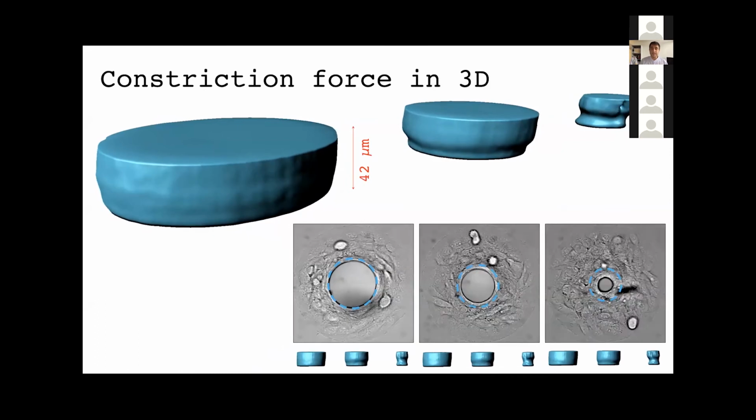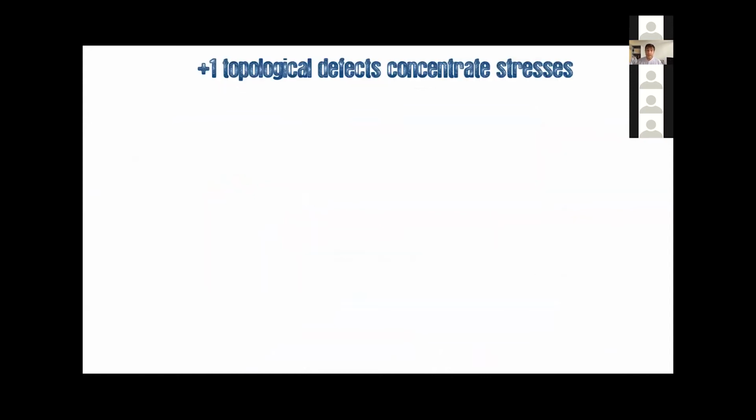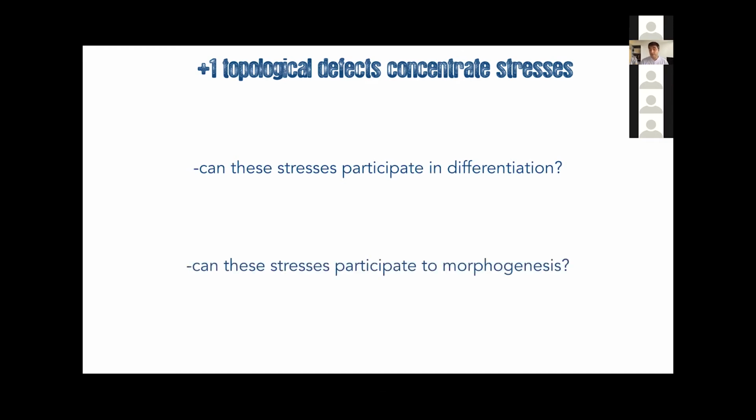And if we do that, we actually found that the stress increases with time and is stronger in the central part of the layer than on the boundaries. And that is consistent with the theory that predicts this kind of shape for the stress field. Okay, so now we've shown that topological defects in those myoblast layers concentrate stresses, but can they participate in some physiologically relevant mechanisms, and in particular in differentiation or in morphogenesis?